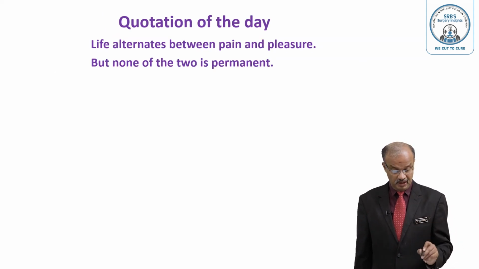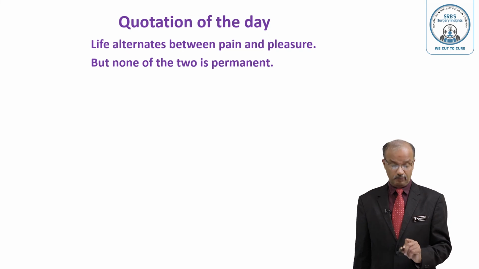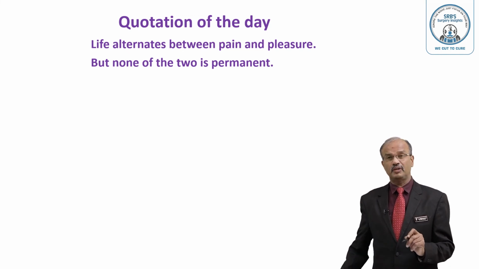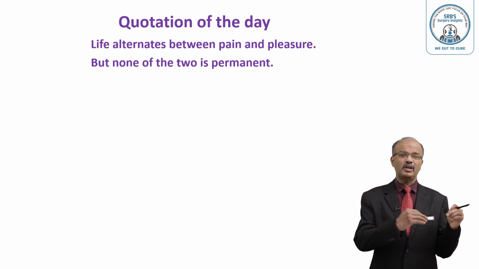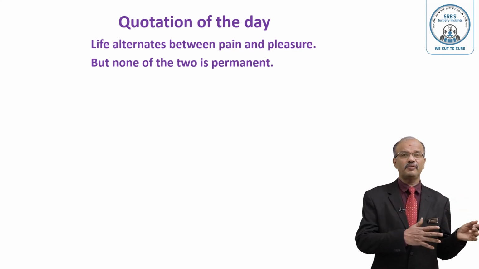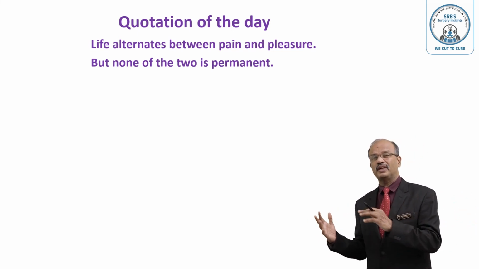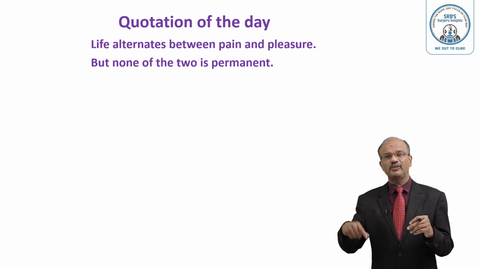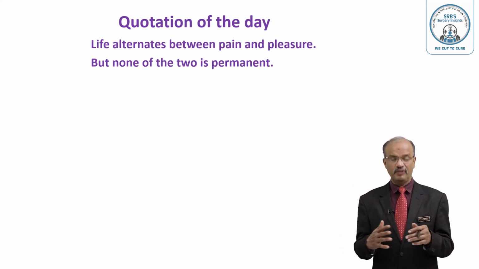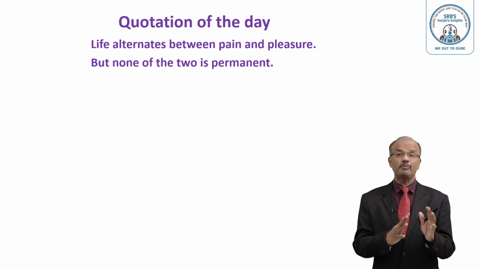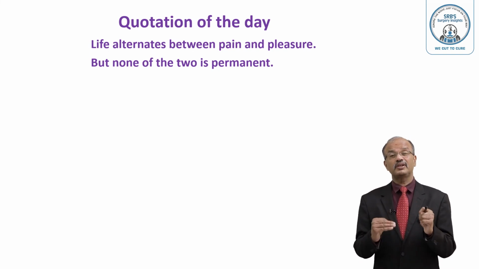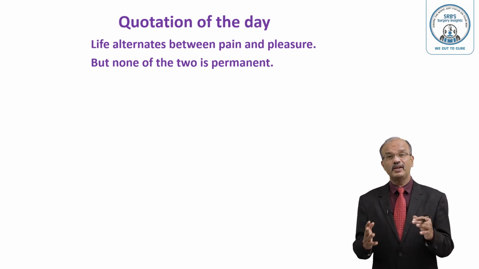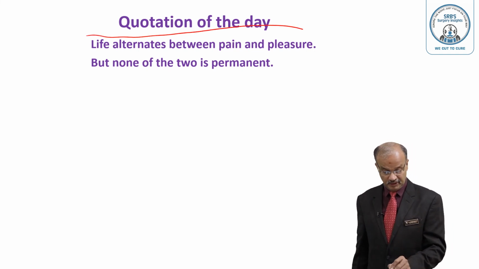Quotation of the day is: life alternates between pain and pleasure, but none of the two is permanent. You will sometimes have sorrows, difficulties, problems, and sometimes you will have happiness in life. It's a balance between pain and happiness. Always, it is ups and downs. It's always there in everybody's life. So always you have to balance between happiness and pain. You have to accept these two. These are part of life. This is what exactly this quotation says.